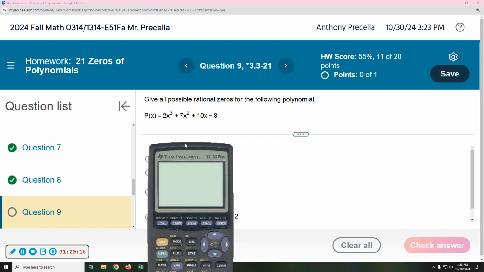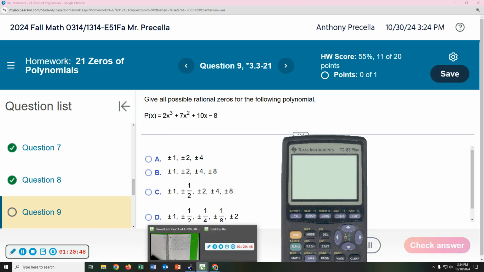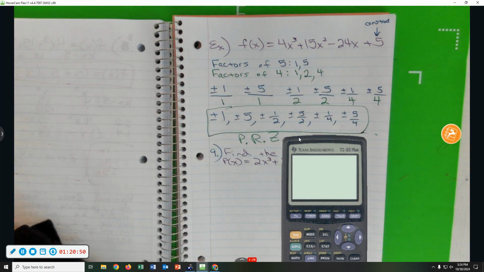Let's write this problem down. We want the possible rational zeros, and here's the function. P of x is equal to 2x cubed plus 7x squared plus 10x minus 8. Hold on, let me do this. Let me move this.